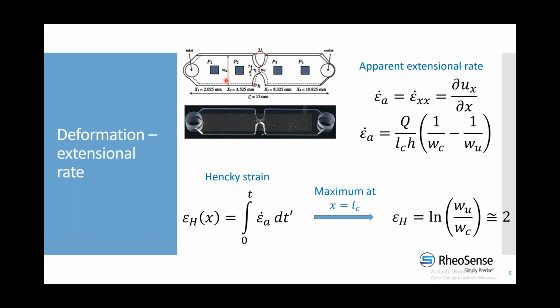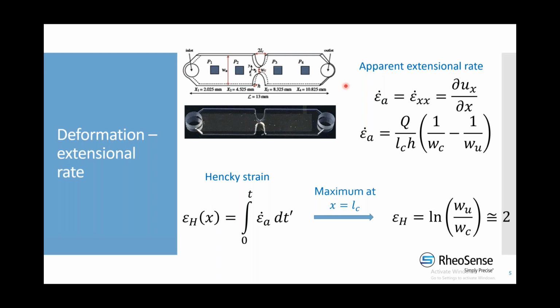We have 4 pressure sensors that are located along the base of the channel, and they can measure pressure drop as the fluid flows through the channel. We have 2 sensors before the hyperbolic contraction expansion and 2 afterwards. This contraction expansion will change the velocity of the flow, introducing a velocity gradient in the direction of flow, which acts to stretch or elongate a fluid element. This is how the hyperbolic contraction expansion introduces an extensional component to the deformation of the fluid.